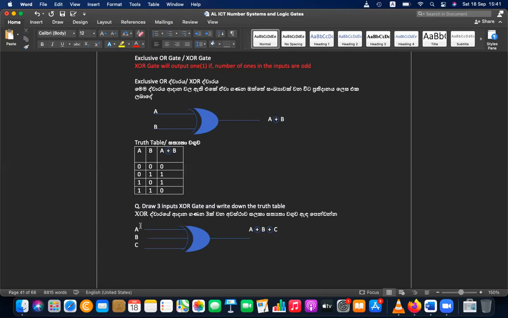So please draw this and also do this and let me know, then I can show you the answer. I'll show you the answer. But before that, you try to do this alone.